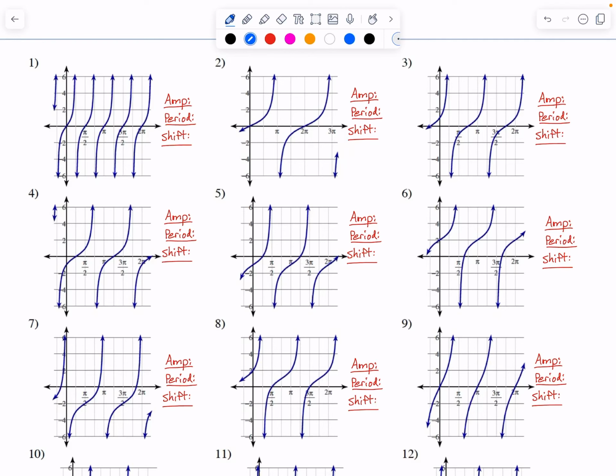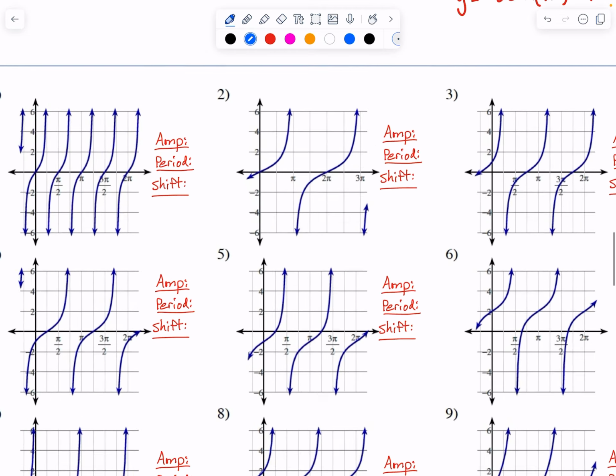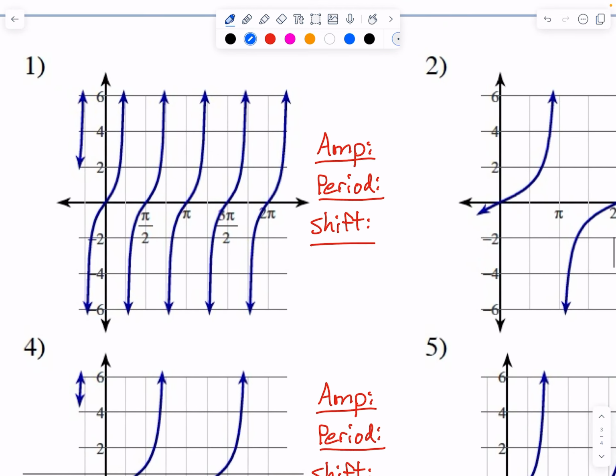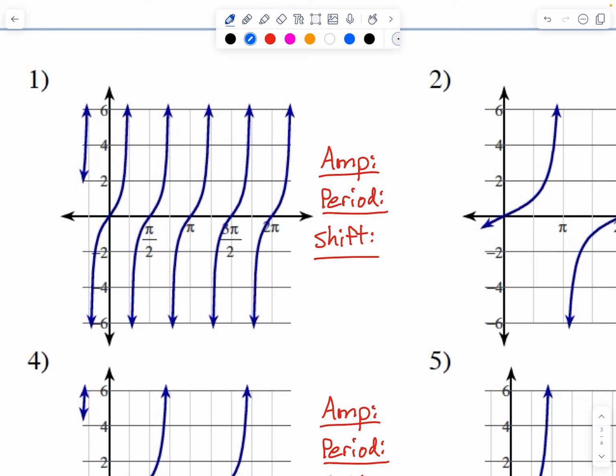In this video, I am going to graph 12 functions of tangent or cotangent just to kind of help with getting our hands around these. So let's start with number one. The first thing I look for, just like in sines and cosines, we don't really have a midline, but I look for what would be called a midline.